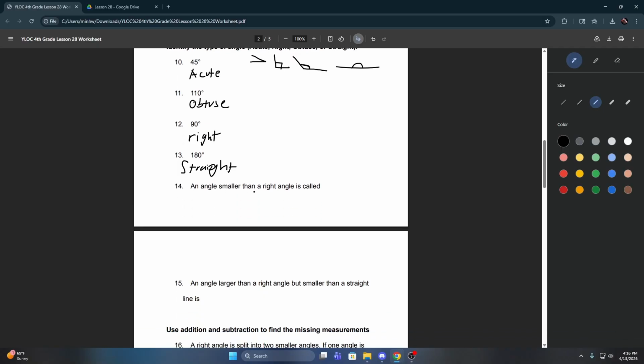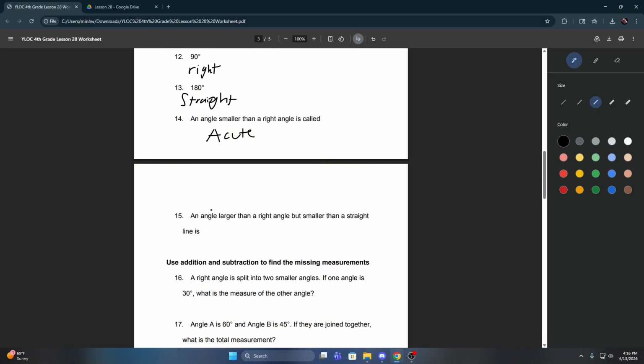Okay, next. An angle smaller than a right angle is called, again, we reviewed it, an acute angle. We like to think of it as being cute. And an angle larger than a right angle, but smaller than a straight line, is obtuse. Now, is 180 degrees considered an obtuse angle? Yes, it is, because it's greater than 90 degrees. But it'd be more correct to call it a straight line.